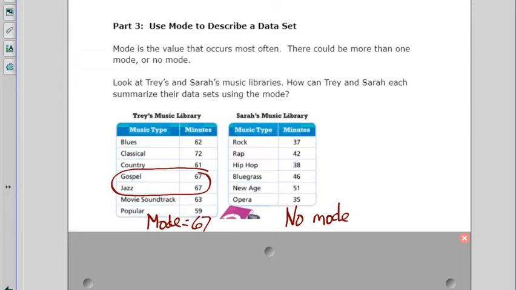Just as a side note, you could have 2 modes, right? What if I had another 62 here with Trey? Well, then the mode would be 62 and 67 because they both happen twice.